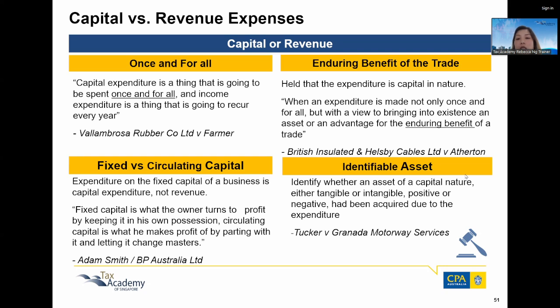We also look at fixed and circulating capital. Fixed capital is like a fixed asset, and circulating capital is like trading stocks, which is revenue in nature. Then we have identifiable assets, which simply means capital assets that can be identified for which the payment is made. We have intangible assets, such as patents and trademarks, and then we have plant and machinery that are tangible. So we have to identify what the company is paying for, and what type of assets.